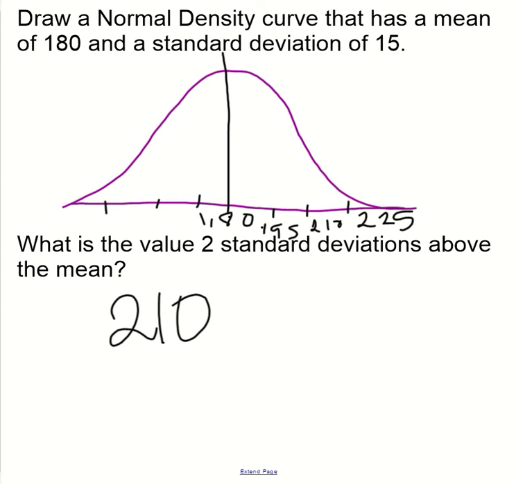Alright, there you can see my normal density curve. Notice it's not a perfect drawing by any means. My mean is at 180. My standard deviations go by 15, so I get 195, 210, 225. I couldn't fit the other ones this way, but I would have 165, 150, and 135. I'll at least write that one in. So what is the value 2 standard deviations above the mean? It's going to be above the mean, which is going to go this way. 2 would be right here at 210.